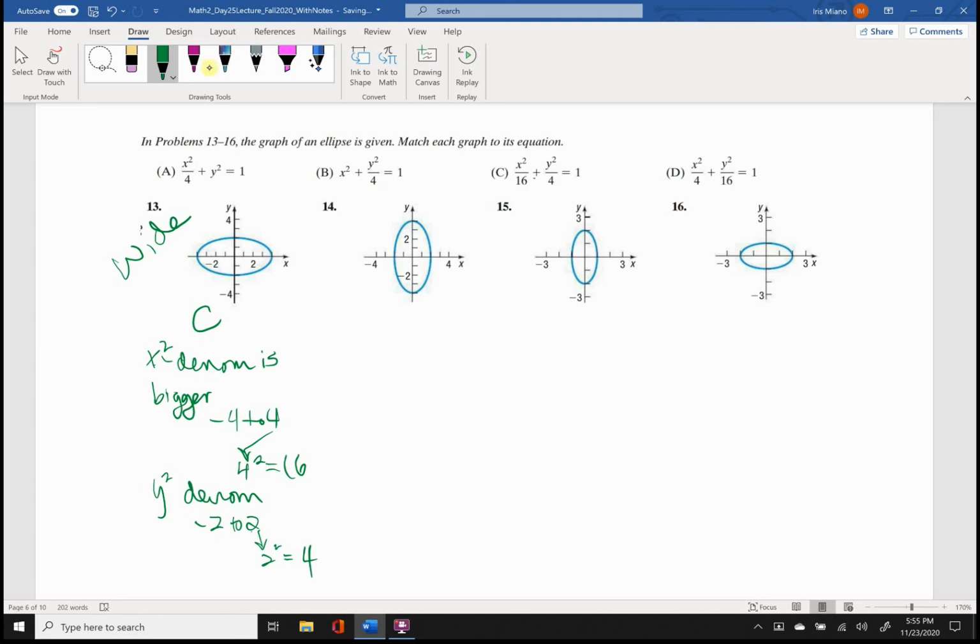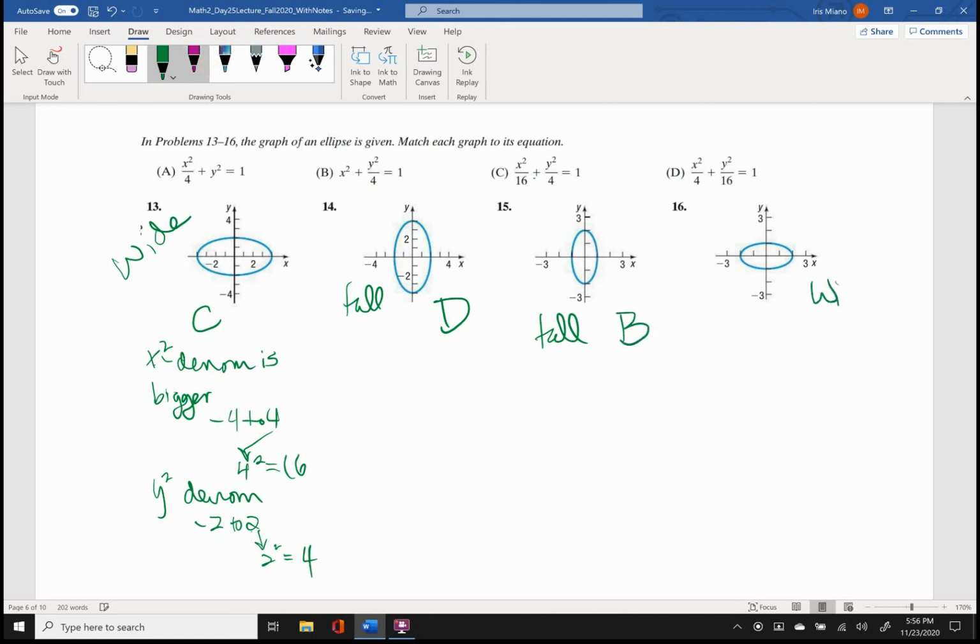Now for number 14, we have the major axis going the other way, so this is tall. So basically it's going to be the y squared with the same numbers, so that means this next one is going to be D. And then this one's going to be tall, but it's only going 4 and then 1 for the denominators, the 4 being underneath the y squared, so that means this one's going to be associated with B.